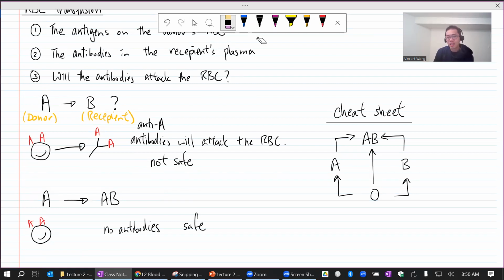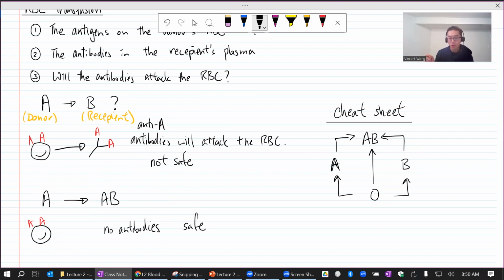But this is the cheat sheet. It tells you A can give to AB, B can give to AB. See, everybody can give to AB. Why? Because AB has no antibodies. You give them anything, they'll take it. Within the ABO blood group I'm talking about. Don't forget, there are many different blood groups, like 40 of them. Within the ABO blood group, this is the compatibility.